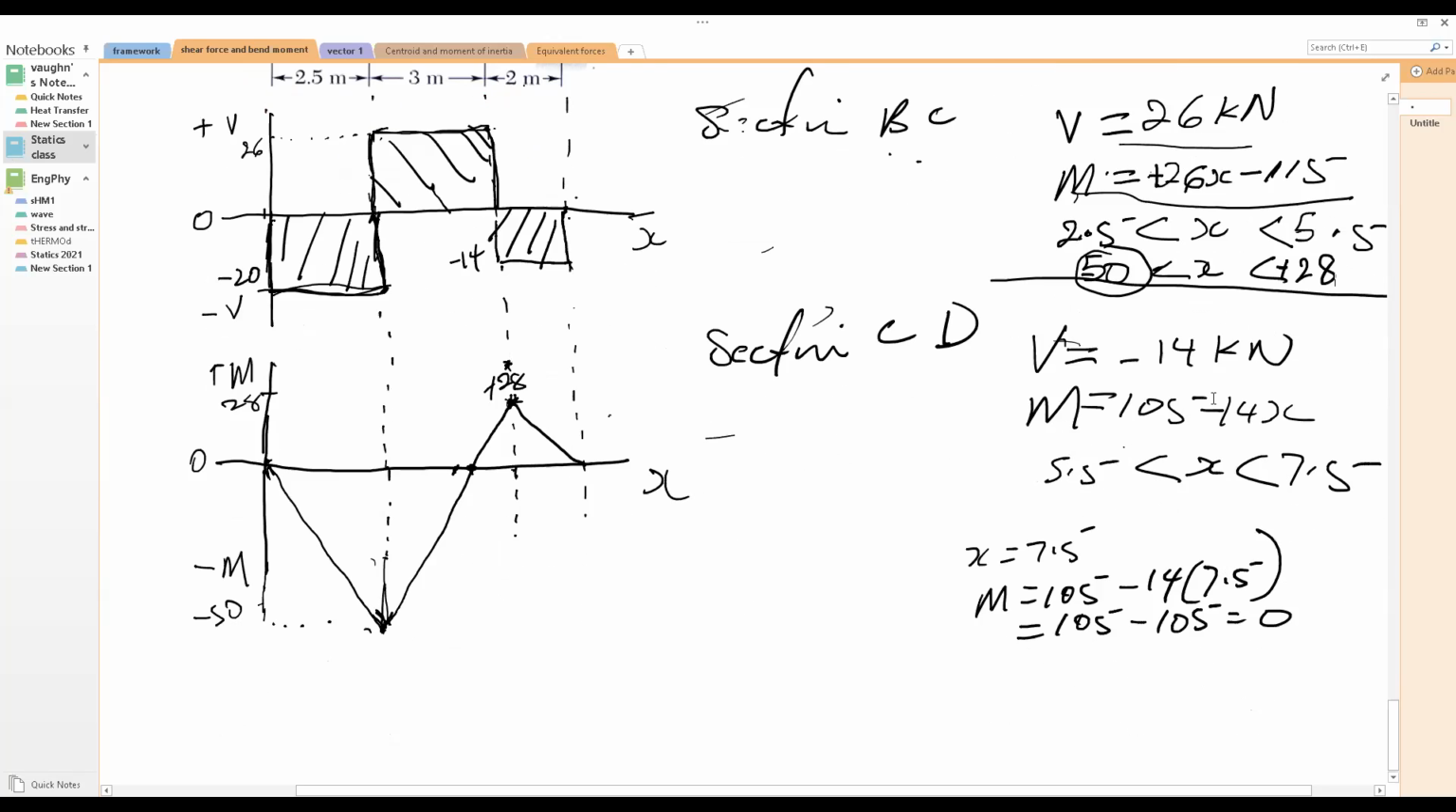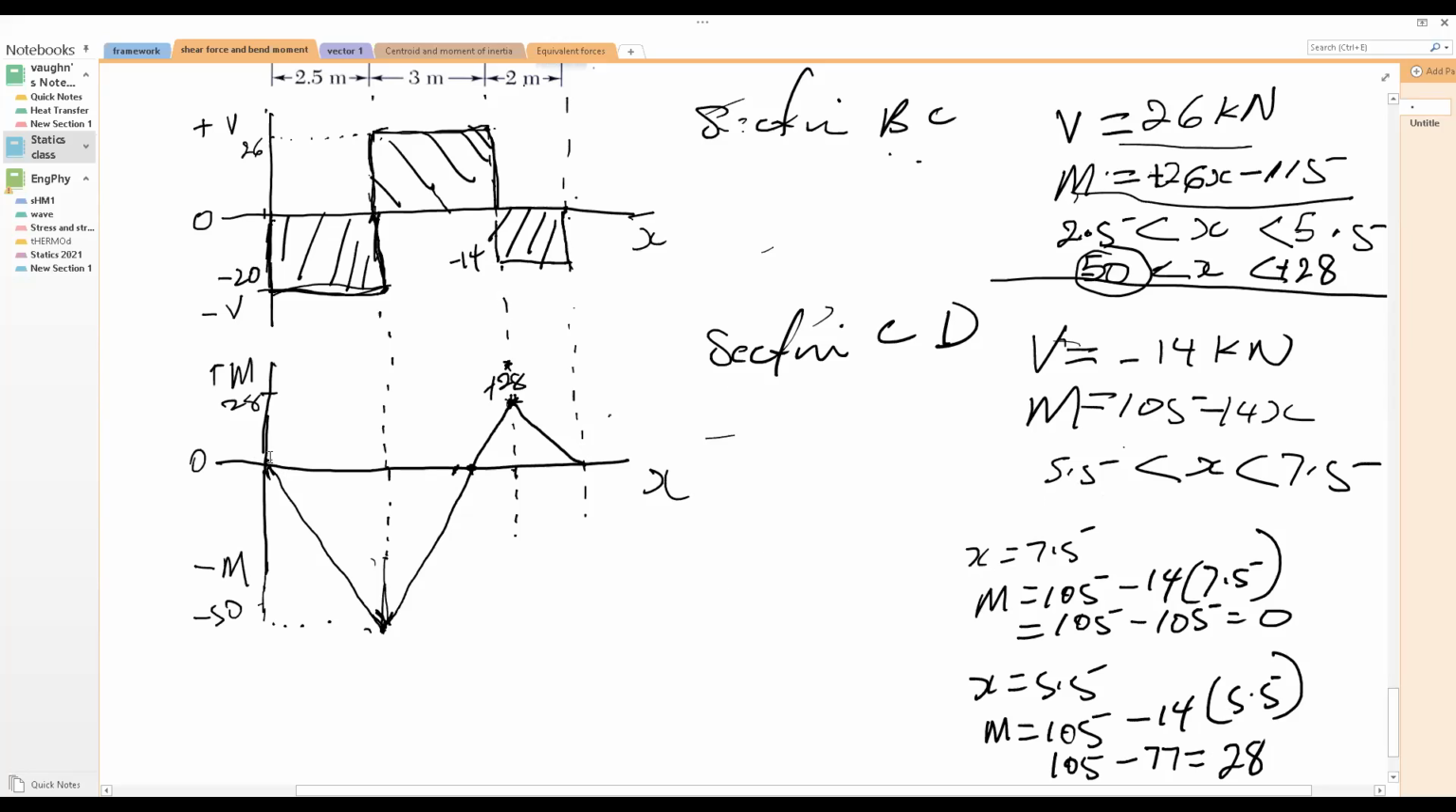And likewise, when you put in 5.5 in this expression, you should get positive 28. Let me check that. When x equals 5.5, m equals 105 minus 14 times 5.5. And that gives us what? 105 minus, how much is 14 times 5.5? 77. And the difference is positive 28. Right, so you get positive 28. So when this is 5.5, which is right here, you get a positive 28. When this is here, which is 7.5, you get 0. So that's how it should really work.